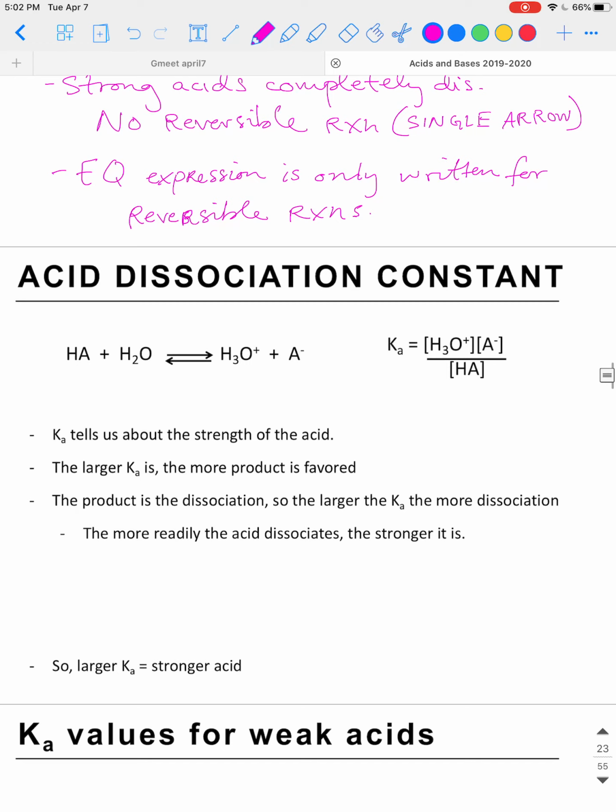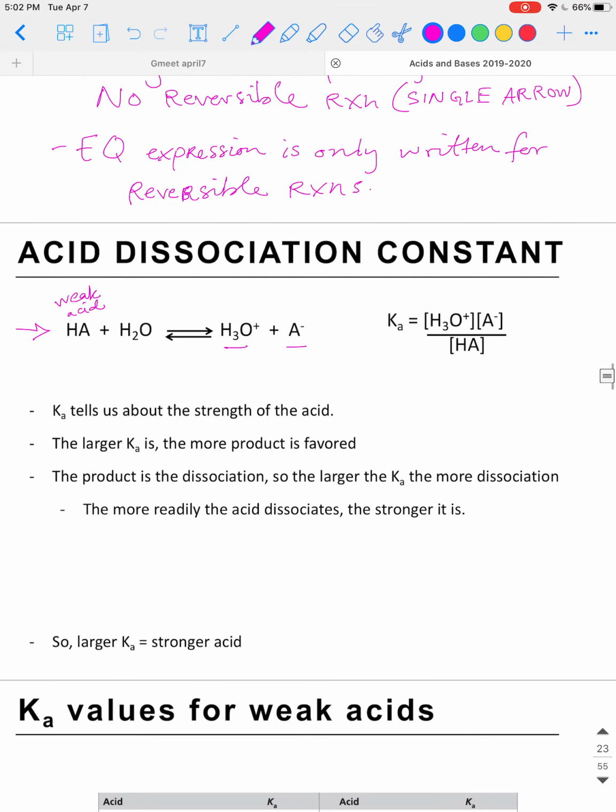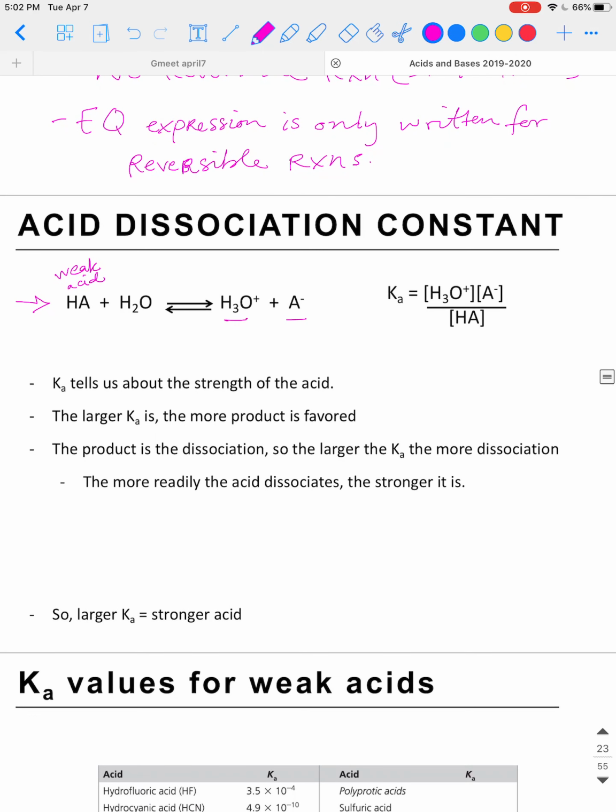Okay, now that you know Ka, here's again a general dissociation reaction for a weak acid. It's dissociating to make the hydronium ion, and there's the conjugate base, A-. And here's our Ka expression that we just talked about: concentration of products over concentration of reactant, which is the weak acid. So how can we look at Ka and learn some stuff?